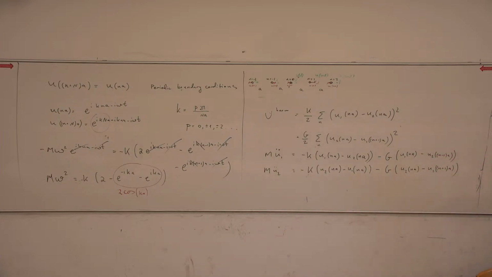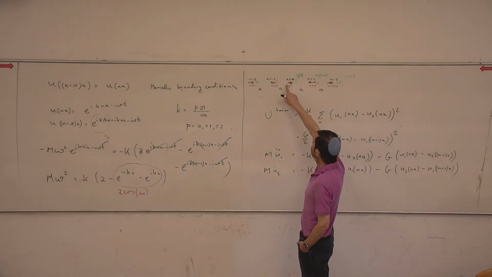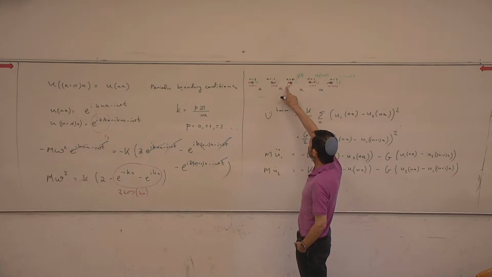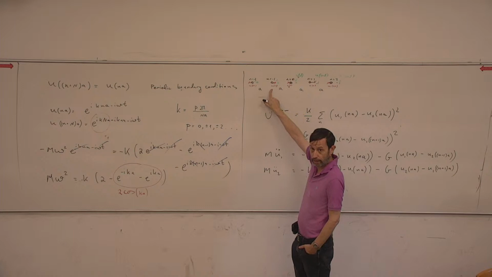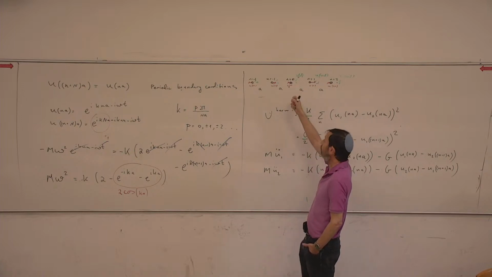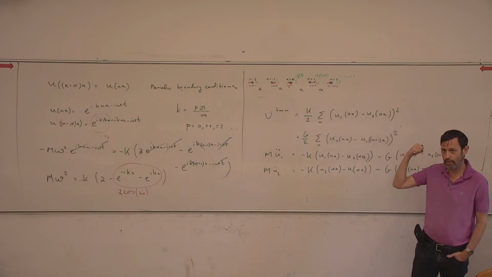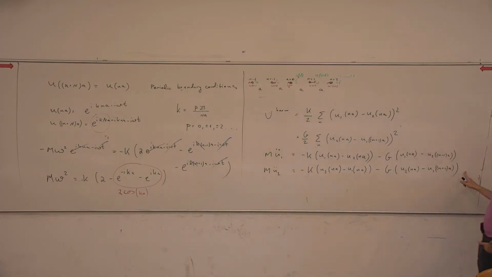Completely the same treatment. The only thing that I take into account is now any guy in the primary position U1 has two neighbors, U2 at n minus 1 and U2 at n, and vice versa. For any U2 you have U1 at n and U1 at n plus 1.